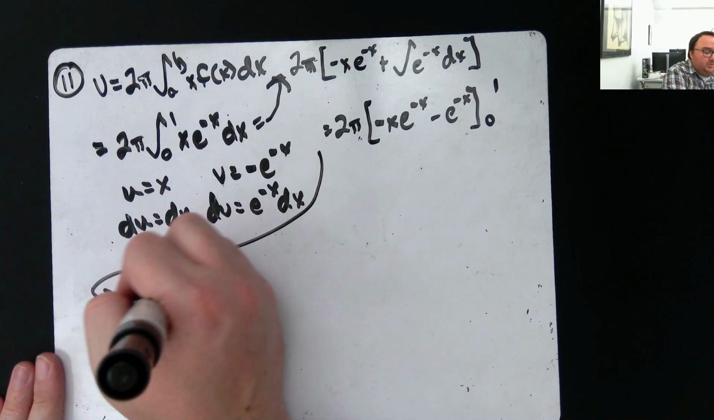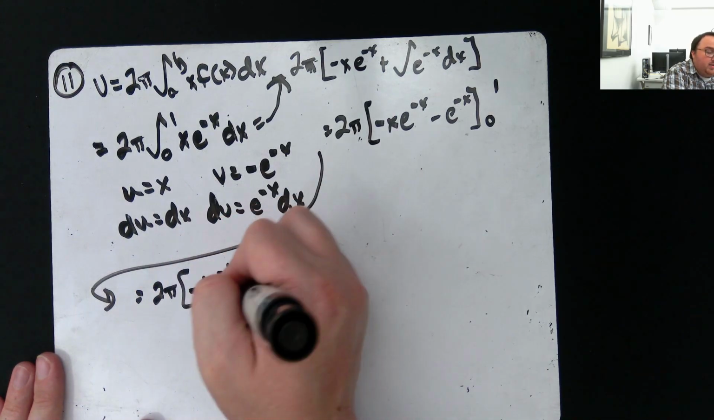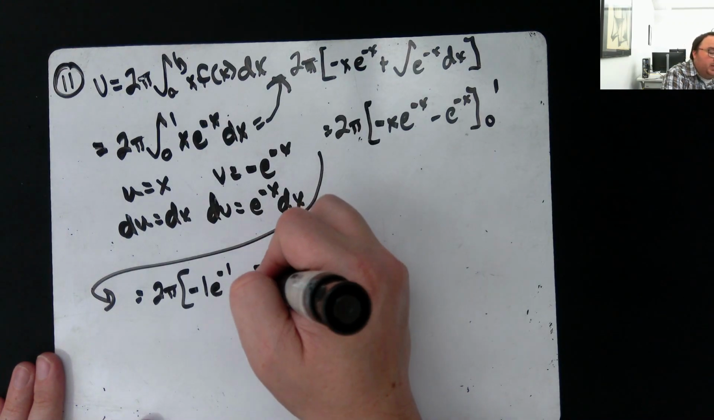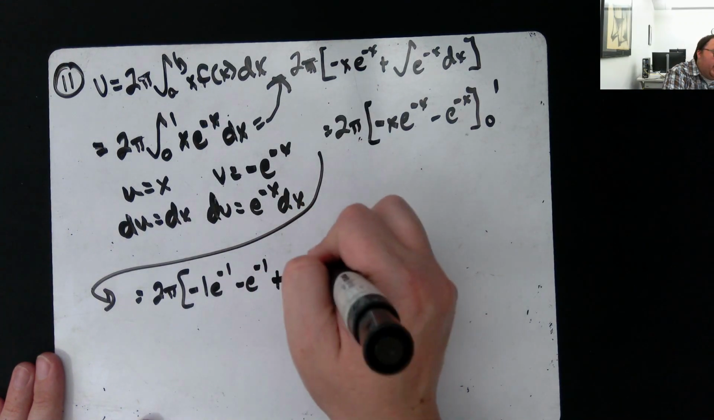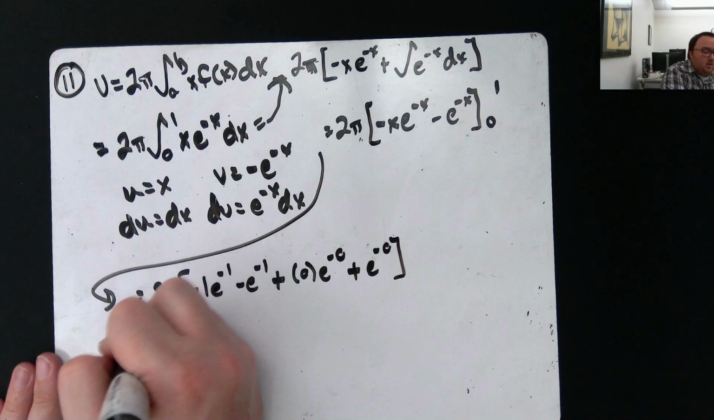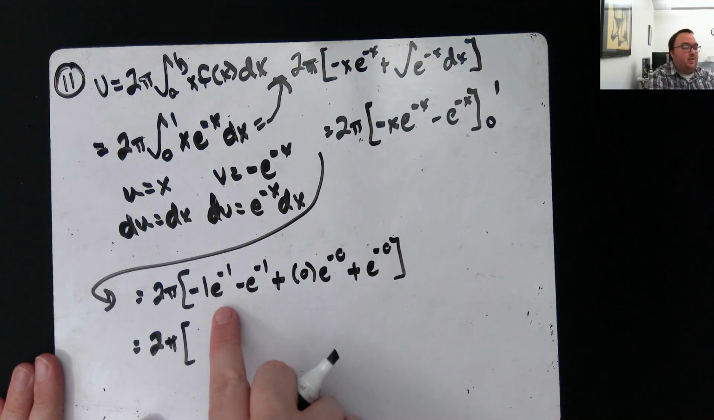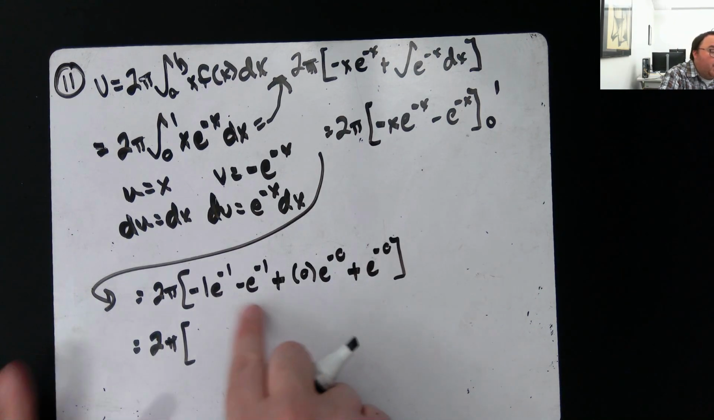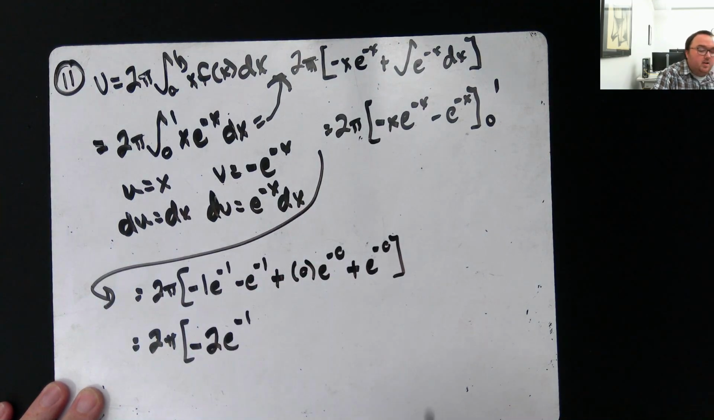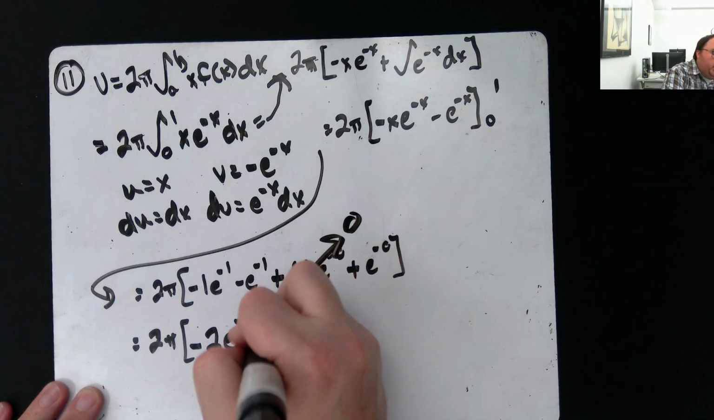So let's work this out. 2 pi, plug in the 1 first. Negative 1 e to the negative 1 minus e to the negative 1, minus, plug in the 0, which makes it plus 0 e to the negative 0, minus makes it plus e to the negative 0. So negative e to the negative 1 minus e to the negative 1 makes it minus 2 e to the negative 1. That would make that 0 right here. e to the 0 is just 1.